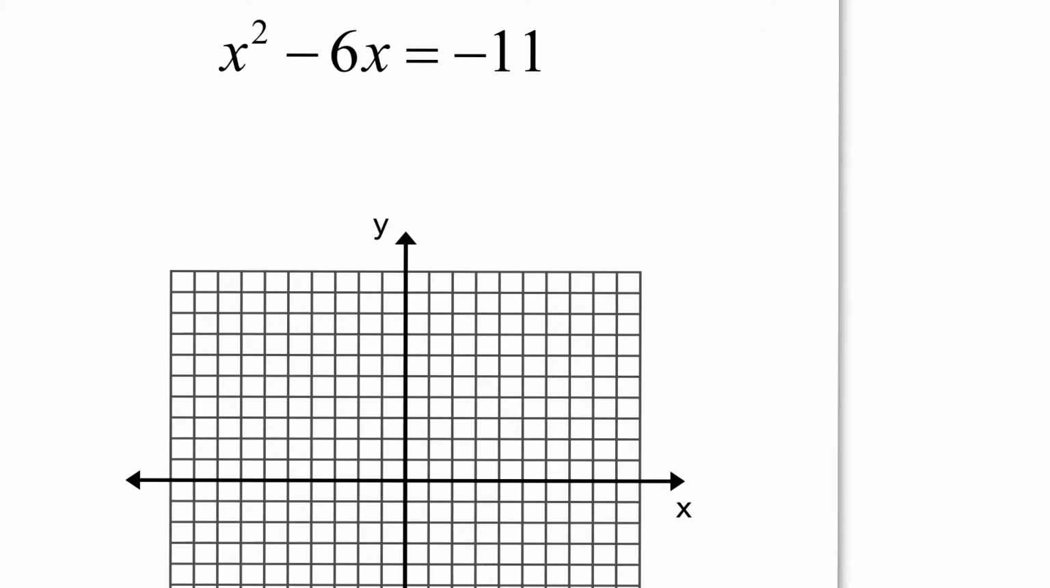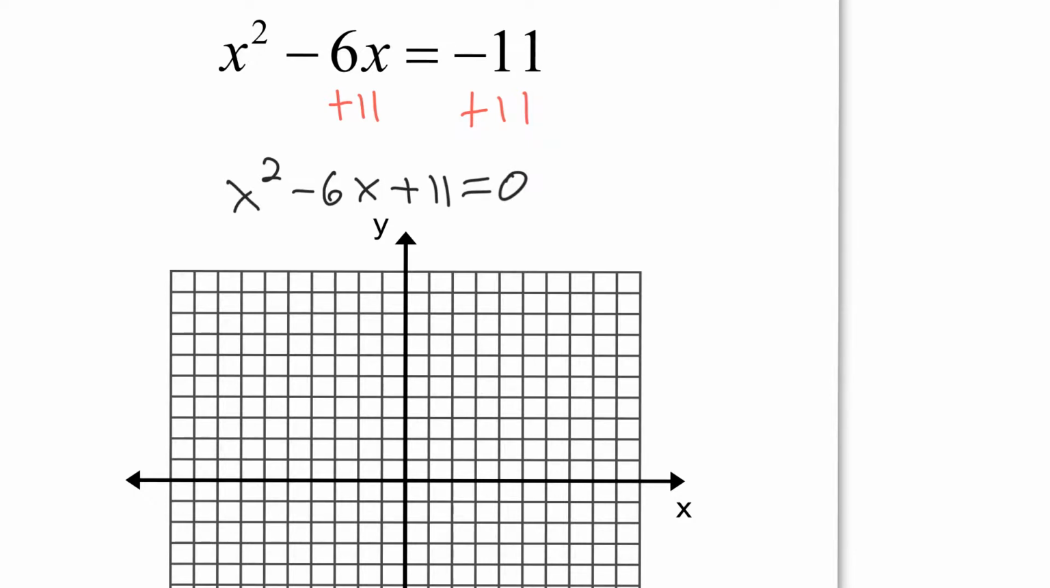Now this example is x squared minus 6x equals -11. So the first thing we have to do in order to solve by graphing is to have everything on one side. I am going to add 11 to both sides, plus 11 here and plus 11 over here. So we have x squared minus 6x plus 11 equal to 0.